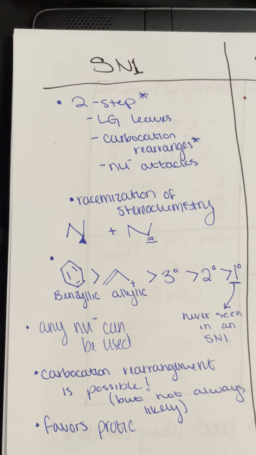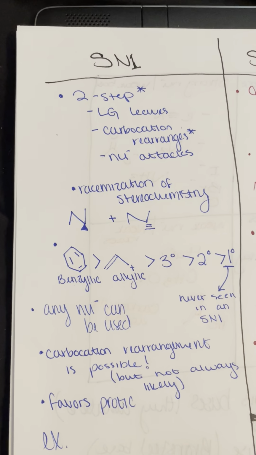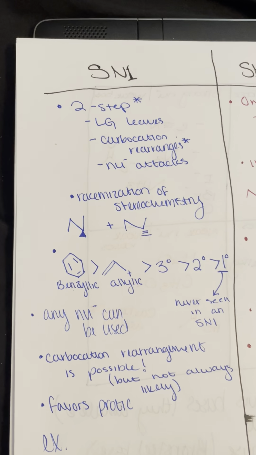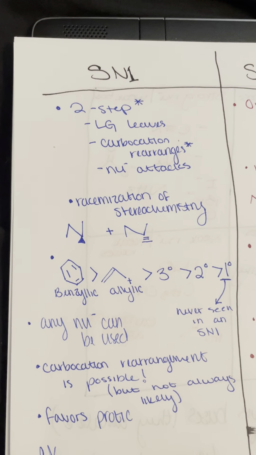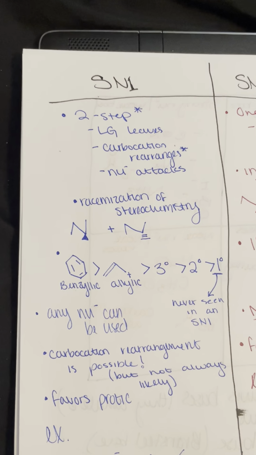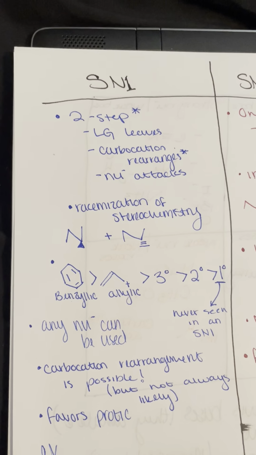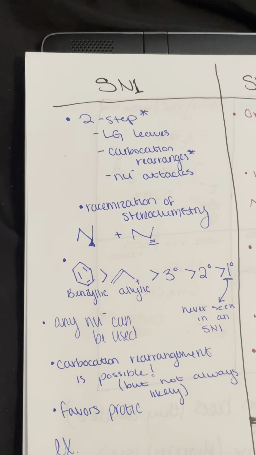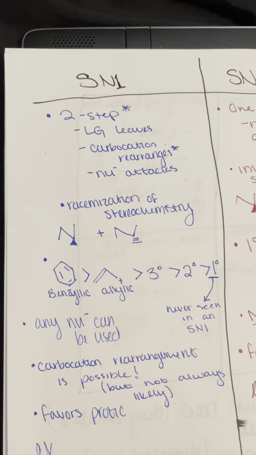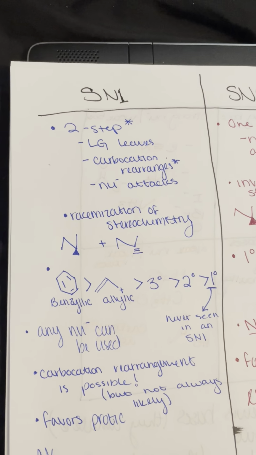Now in an SN1, racemization of stereochemistry may be necessary in the product, which basically means that you're going to have two possible products. It could be one with a wedge and a hatch.